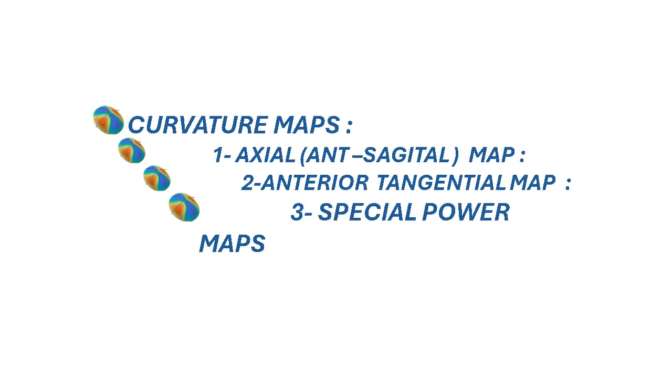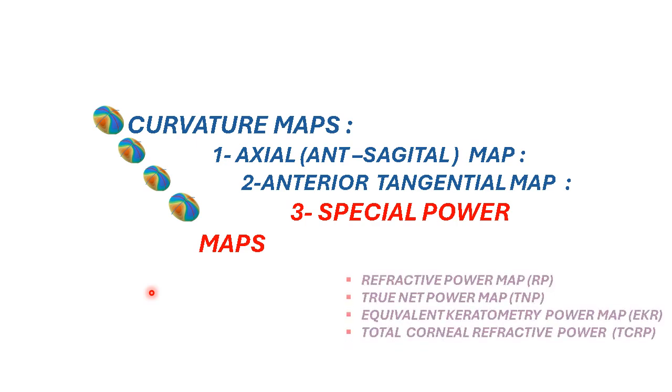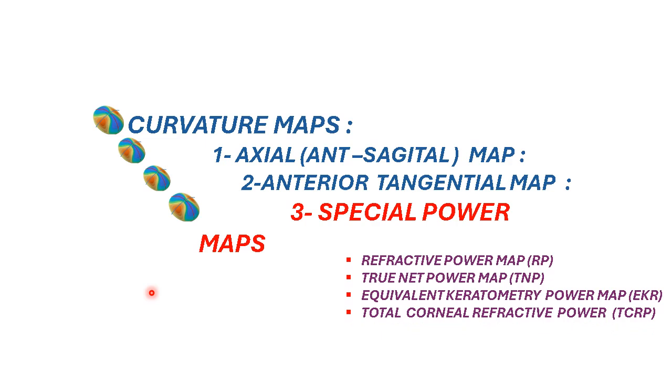After finishing the axial map and the tangential map, now we will come across the special power maps. These power maps have a specific application. They are not commonly used for IOL calculations except for the effective keratometric reading. However, they have certain applications. We will come across them now.